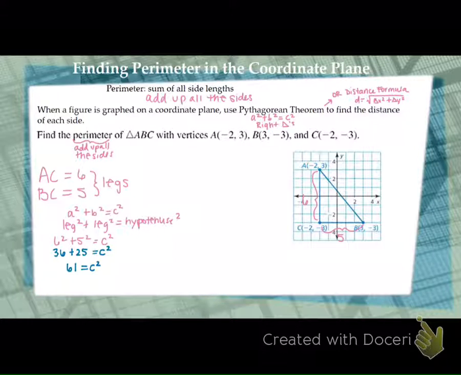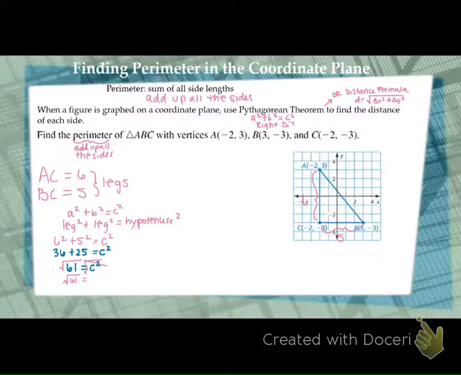How do I undo something that's squared? Because c isn't alone yet. So what do I have to do to undo something that's squared? Mariah? Take the square root. That's the inverse of squaring something. So that takes off the 2 there. So we have the square root of 61 equals c.